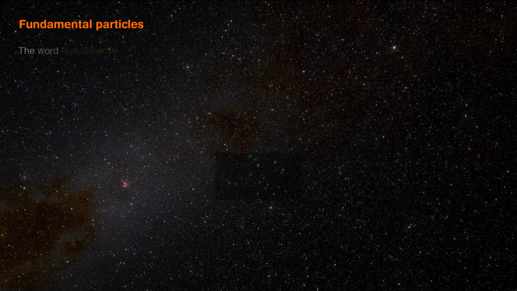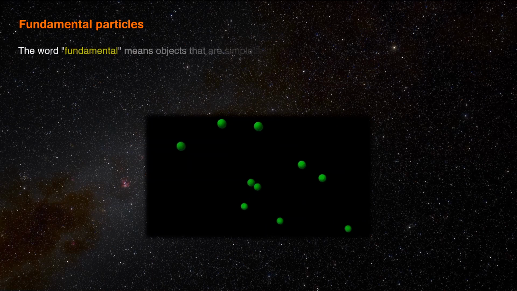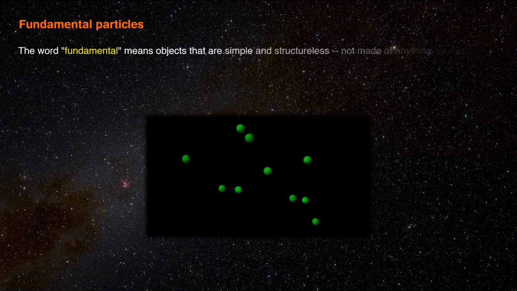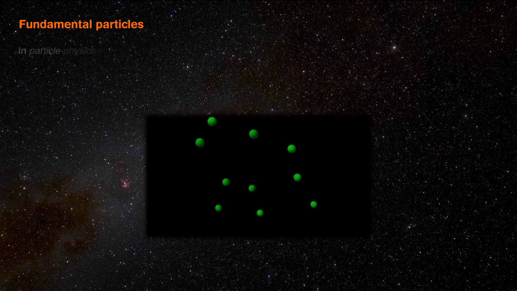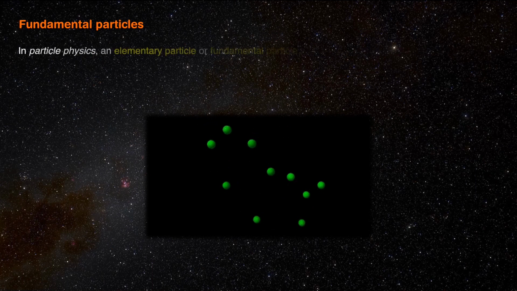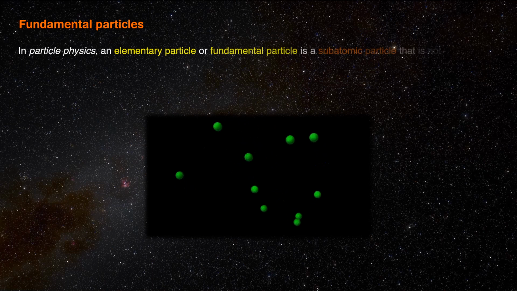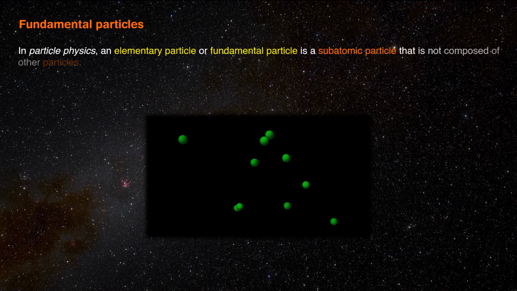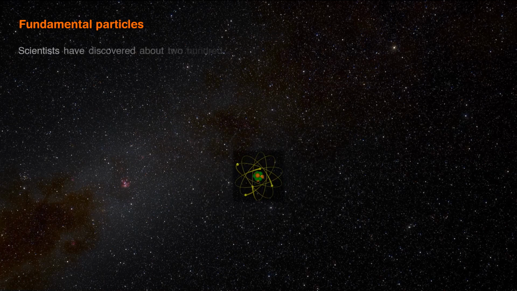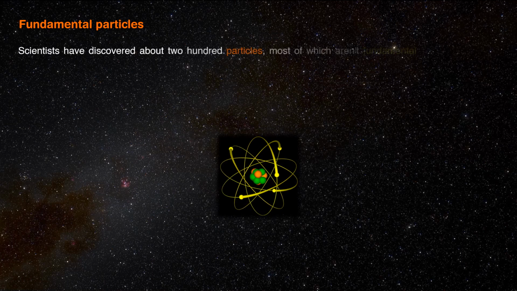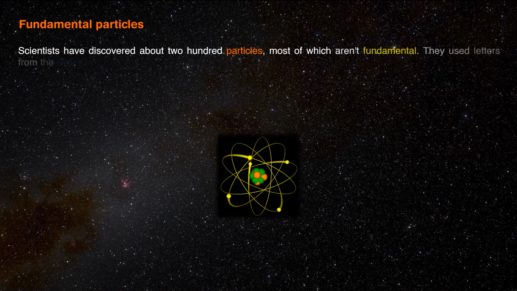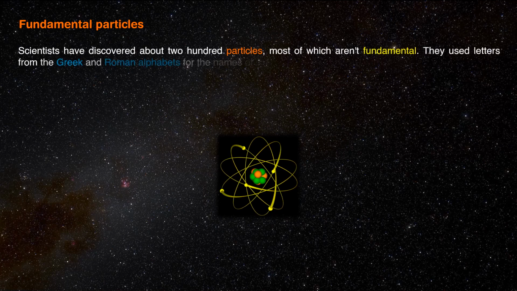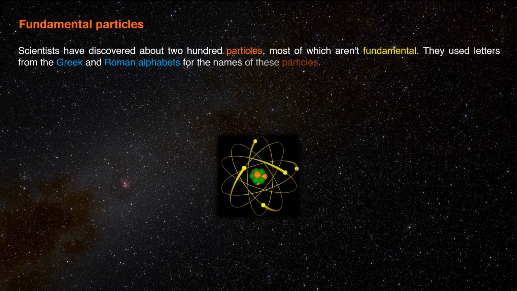The word fundamental means objects that are simple and structureless, not made of anything smaller. In particle physics, an elementary particle or fundamental particle is a subatomic particle that is not composed of other particles. Scientists have discovered about 200 particles, most of which aren't fundamental. They used letters from the Greek and Roman alphabets for the names of these particles.